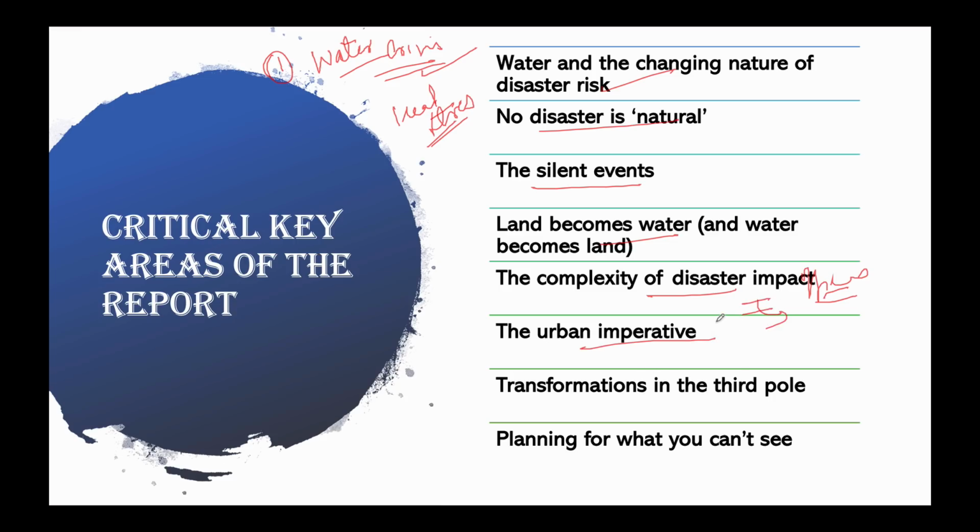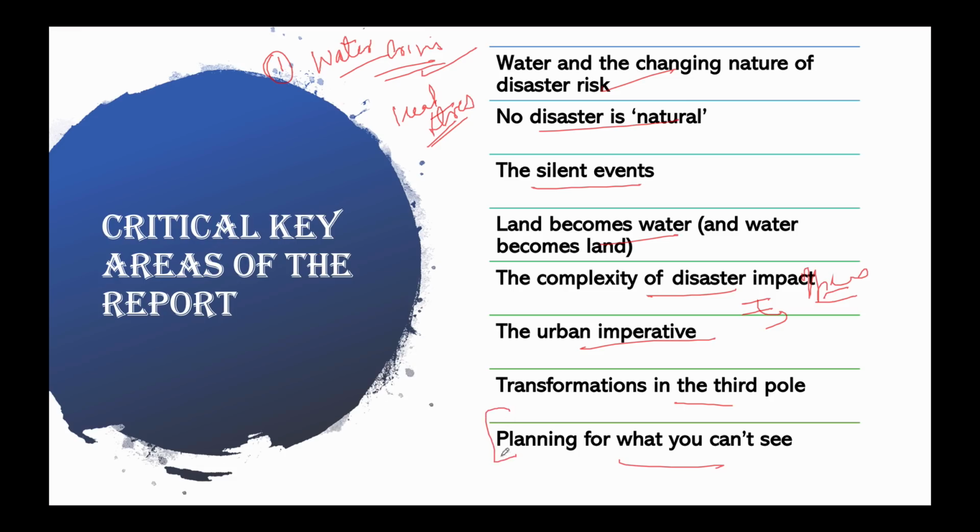There is an urban imperative also, like risk is rapidly urbanizing and it will affect everyone. Then transformations in the third pole, because Himalayan glaciers are melting with serious implications for the whole region. Then planning for what you can't see is also important, because now see, earthquake risk is looming large under the radar, but are we prepared?